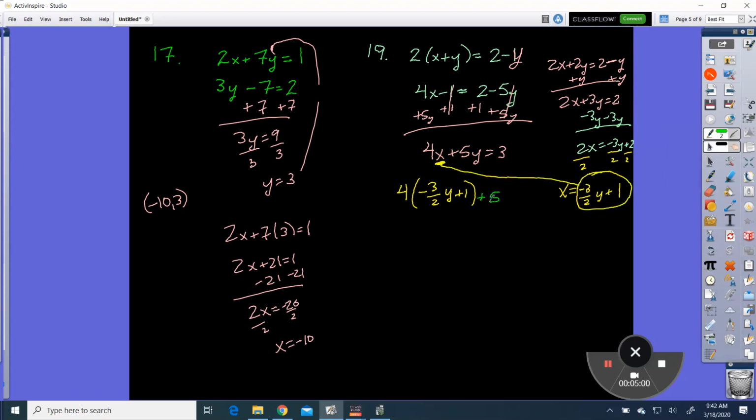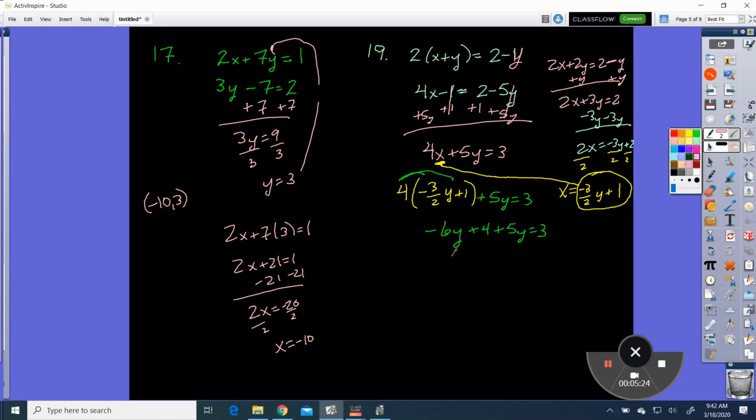So now I have plus 5y equals 3. So now I'm going to distribute that 4. So 4 times 3 is 12, divided by 2 is 6. So negative 6y, 4 times 1 is 4. You could have done this as well. 4 divided by 2 is 2, times negative 3 is negative 6. Whatever way makes you happy.